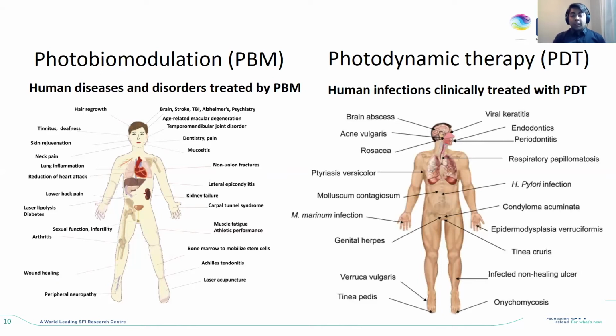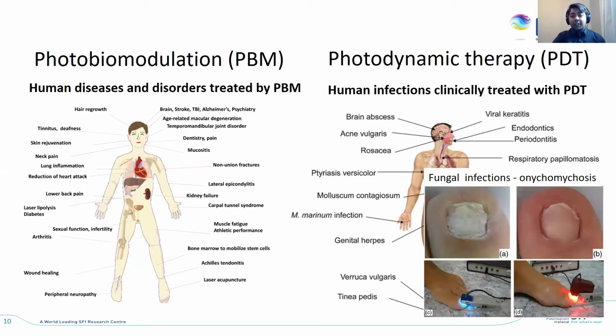So this is a map just for human infections, the treatments for human infections that are already clinically approved. These are the lists of what is already used daily in the clinic for infections. There are other applications for cancer and a lot of applications that are being researched. Just to give you an idea of the results that are achieved for one type of treatment.